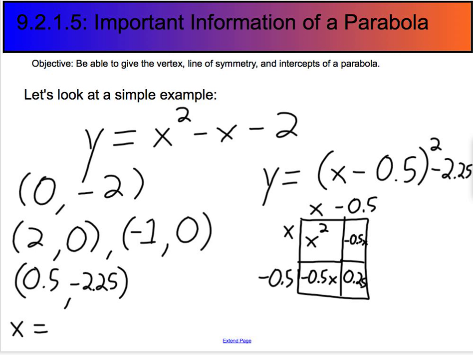And again, just as a reminder, where I got that from, this is how much the parabola has been moved to the right. And I know that's always opposite of what I'd expect. Minus 0.5 is actually moving to the right 0.5. And then that minus 2.25 at the end means it's moved down 2.25 from the standard parabola. Then again, the line of symmetry is always just x equals whatever the value of the x coordinate, the x part of the vertex, 0.5 in this case.